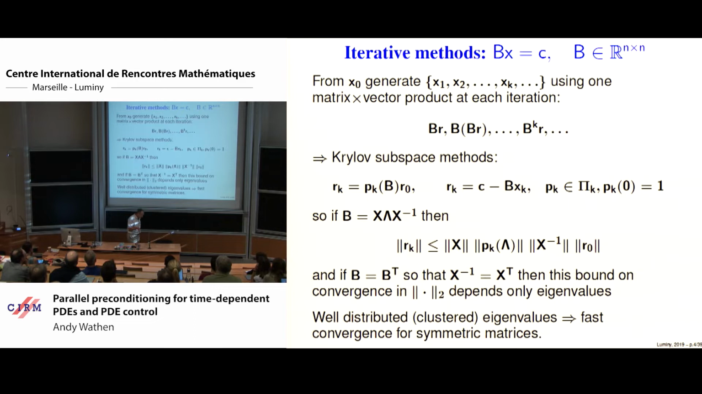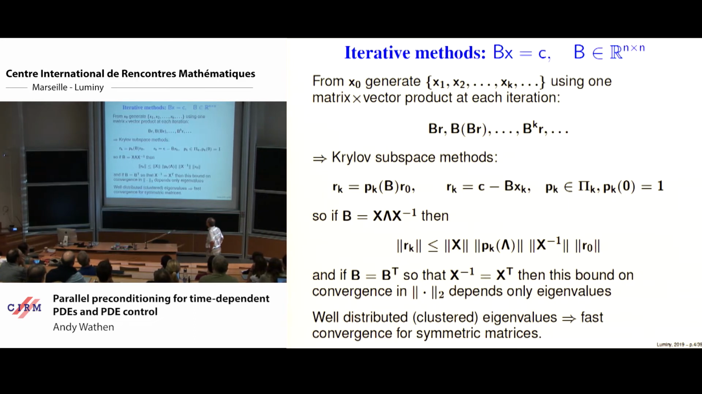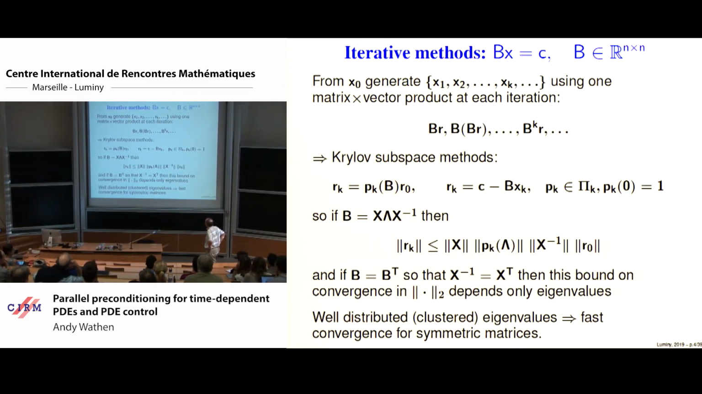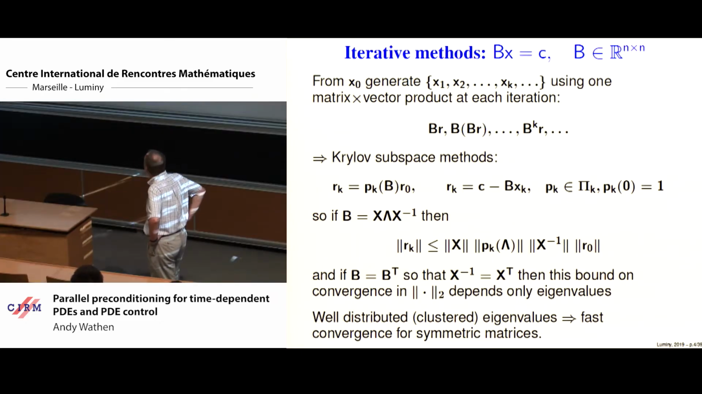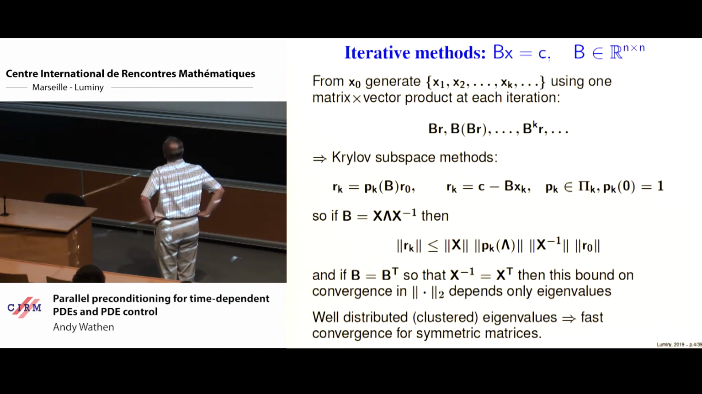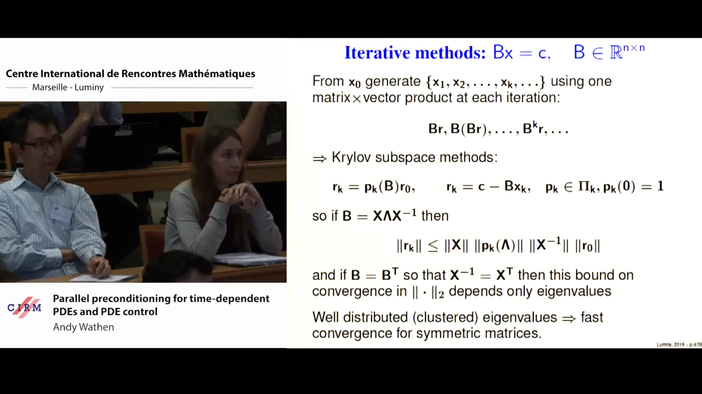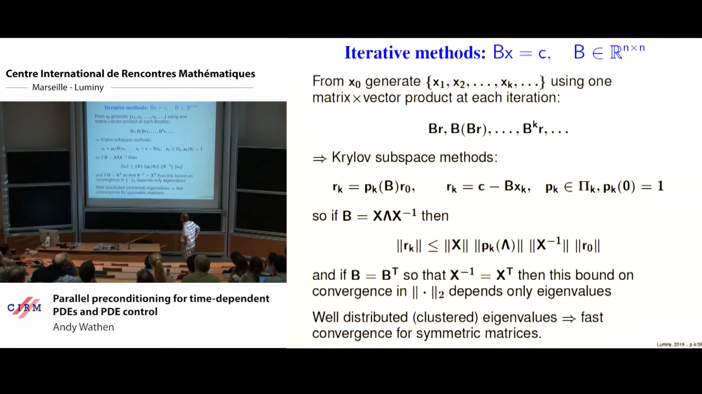Okay, so let me think about iterative methods for Bx equals c. I don't like Ax equals b. I've gone off Ax equals b because A is a symmetric character, therefore a symmetric matrix. So Bx equals c, where B is my matrix. We generate a sequence of vectors x1, x2, and so on from x0, using one matrix-vector product at each iteration. That's fundamentally what we're prepared to do. Usually that's why we like sparse matrices. And then of course we build Krylov subspaces. You do one matrix-vector product with a vector, you build a Krylov subspace.